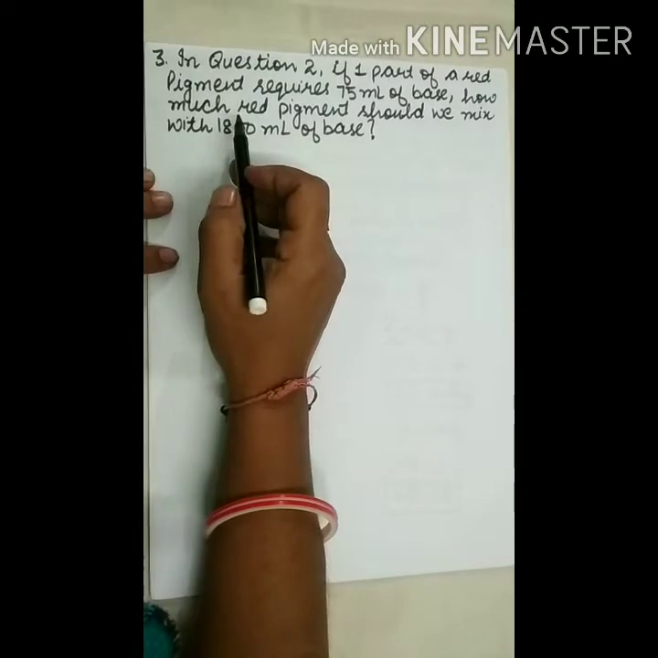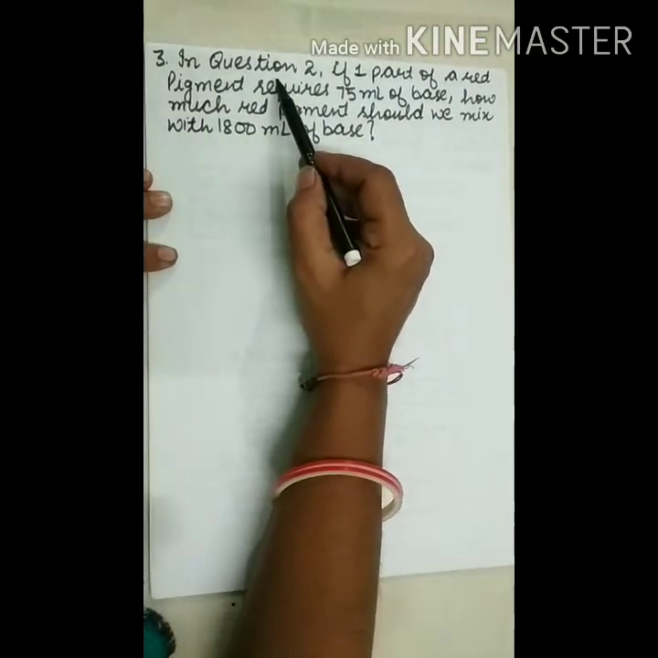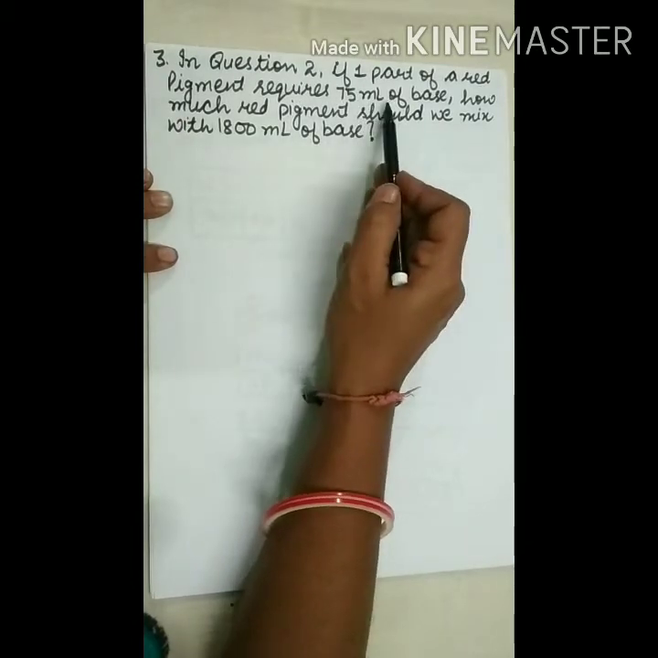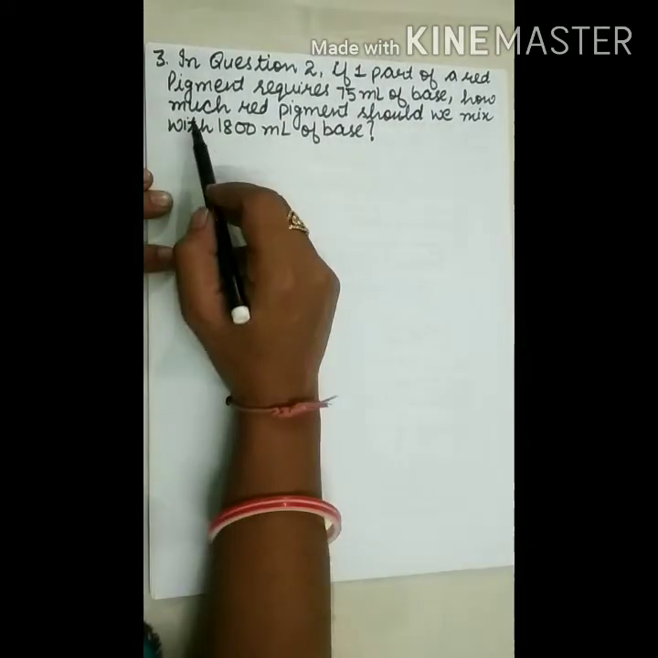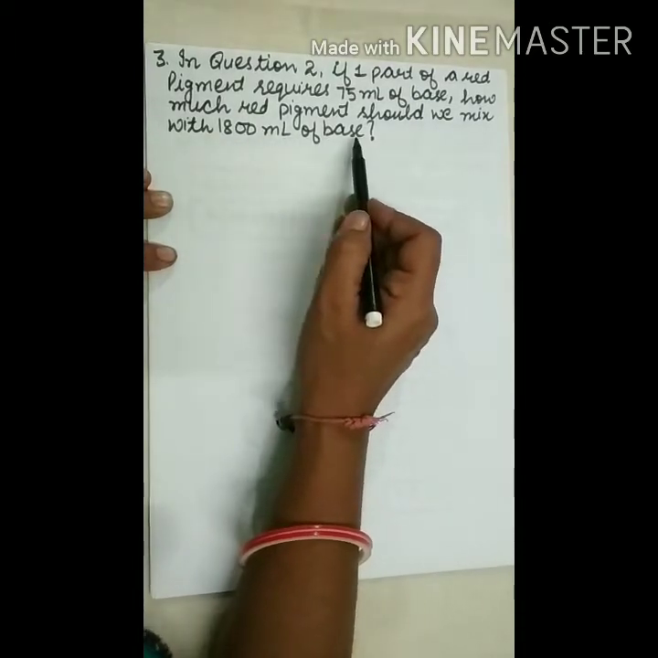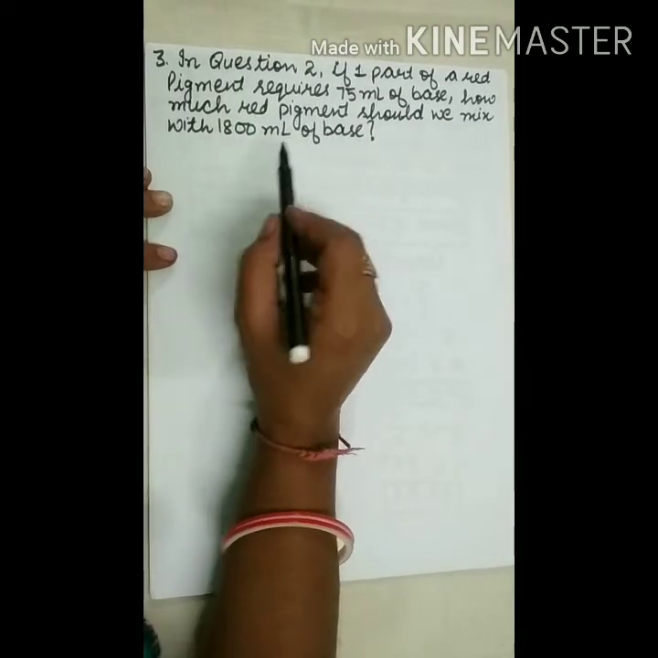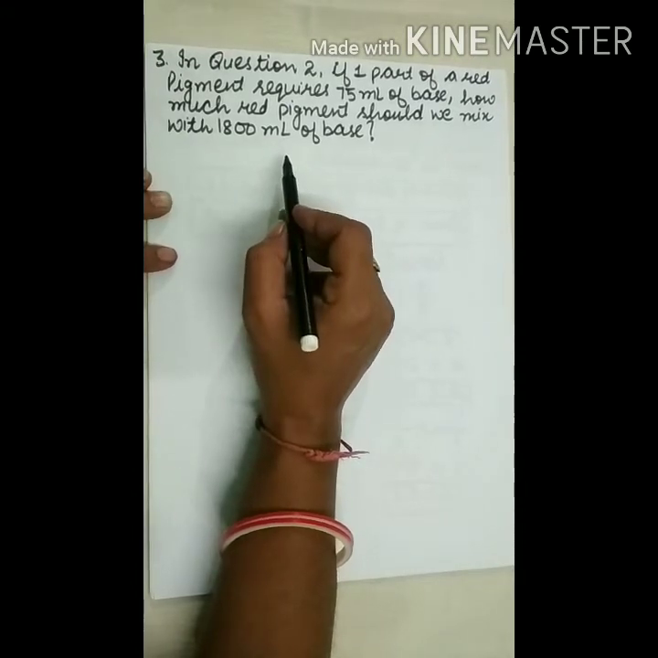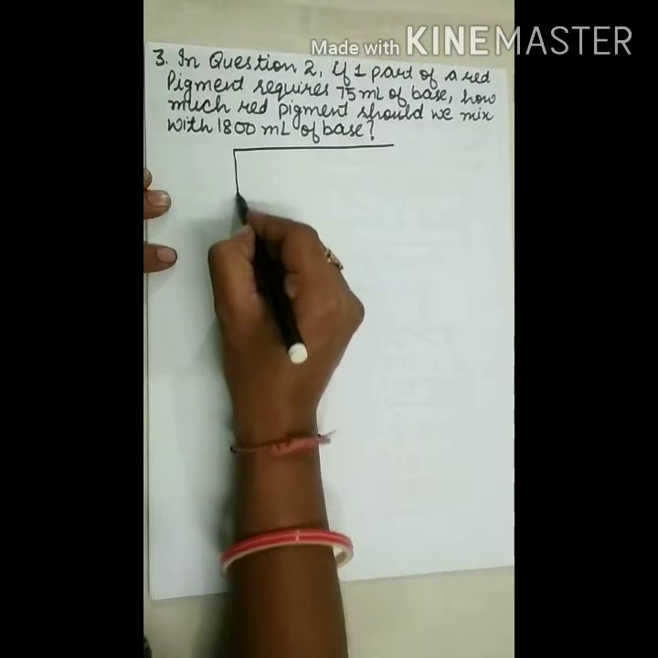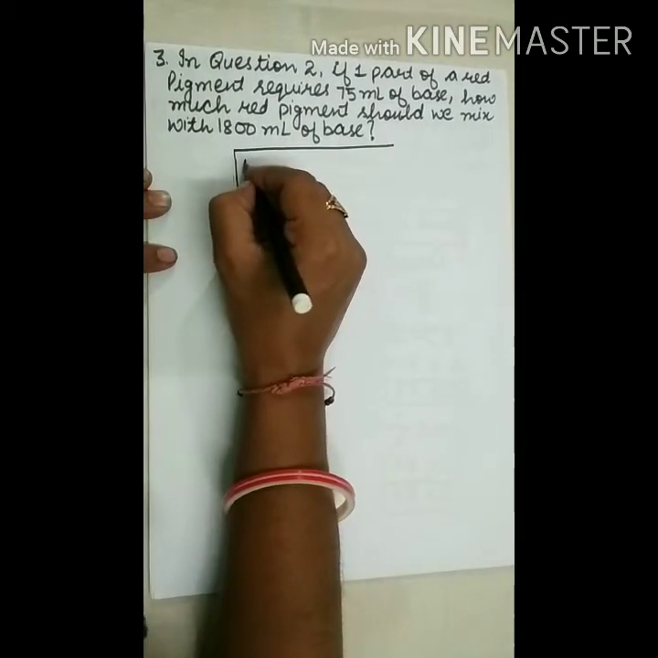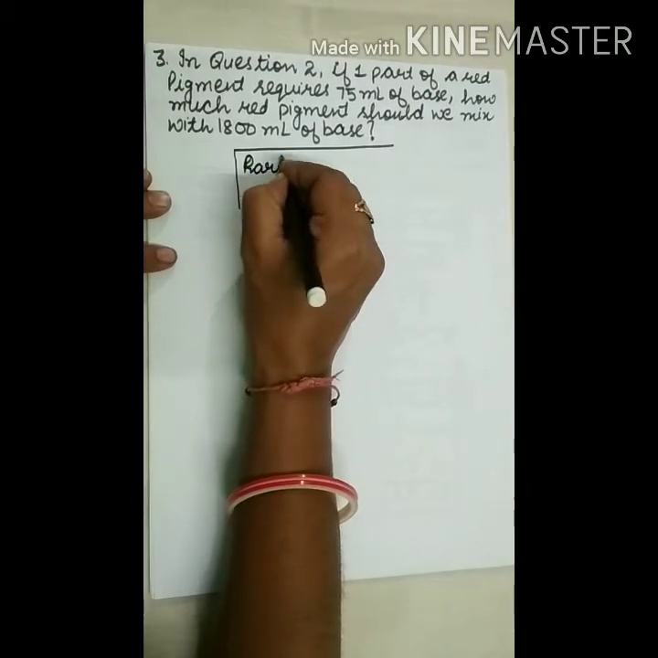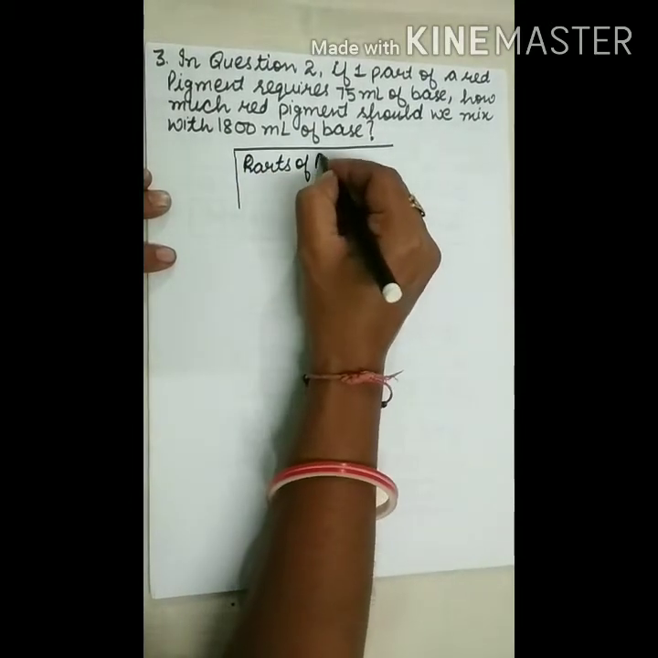Question number 3. In question number 2, if 1 part of red pigment requires 75 ml of base, how much red pigment should be mixed with 1800 ml of base? Now again this question is similar to question number 2. Here firstly we will make the table. That is, first is parts of red pigment.